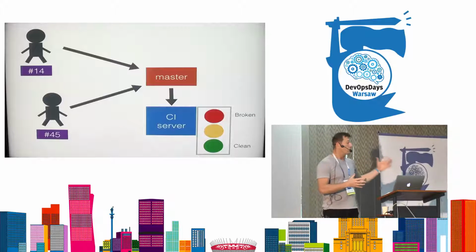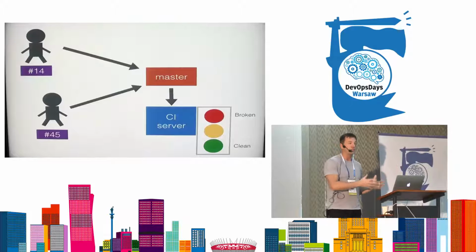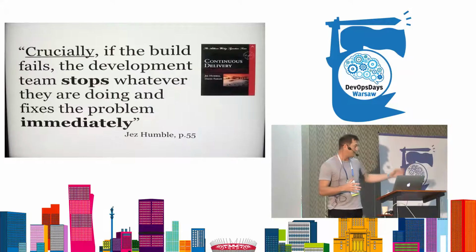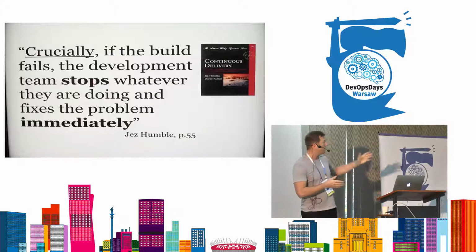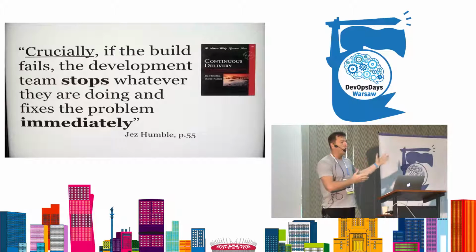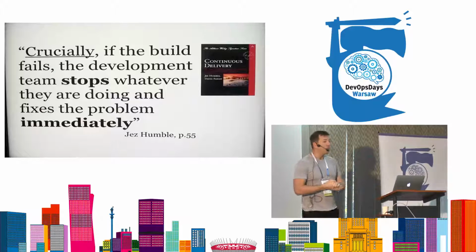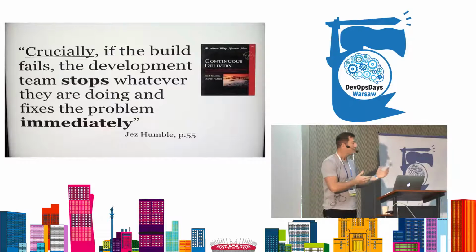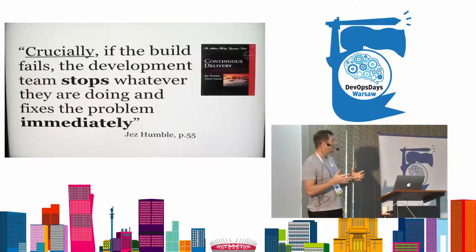So if something is broken, if some of the unit tests are broken or it's just not buildable anymore, we get the red flag, and then we're supposed to do something about it. There's a famous book about continuous delivery, and Jez Humble says, I quote, that crucially, if the build fails, the development team stops whatever they're doing and fixes the problem immediately.